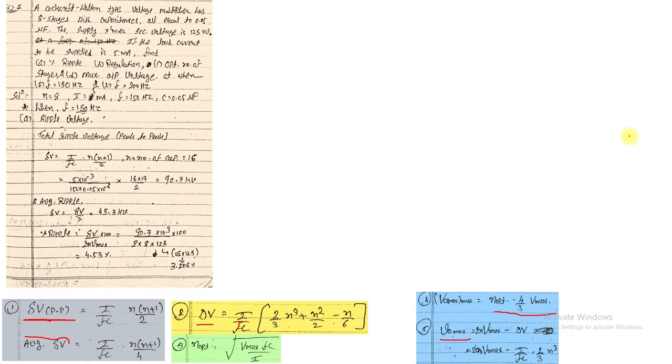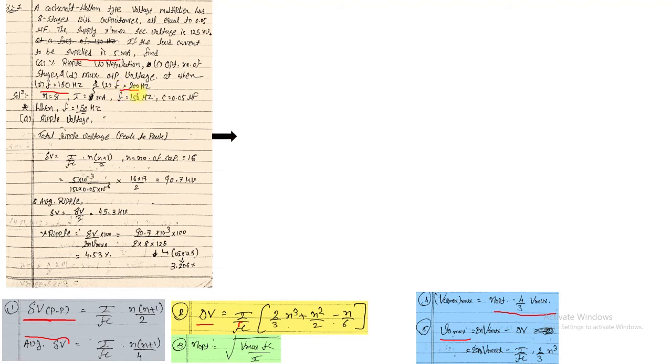So let us see the problem statement. A Cockcroft-Walton type voltage multiplier circuit has 8 stages with capacitances all equal to 0.05 microfarad. The supply transformer secondary voltage is 125 kilovolt. If the load current to be supplied is 5 milliampere, find the percentage ripple, regulation, optimum number of stages and maximum output voltage when frequency is 150 Hz and frequency is 200 Hz.